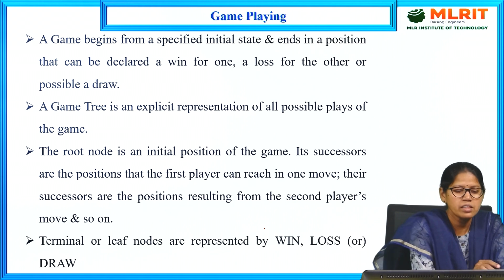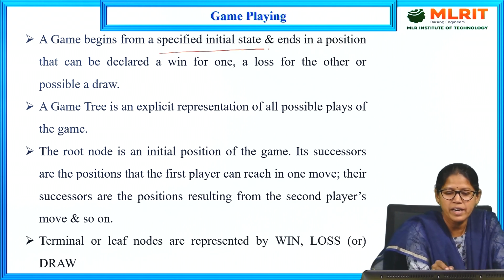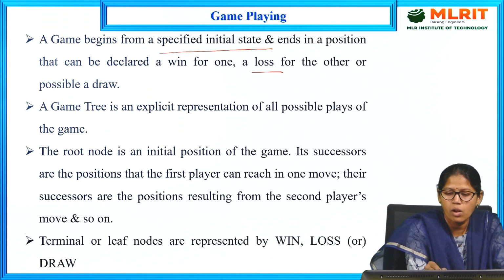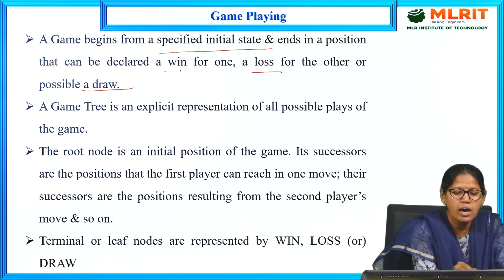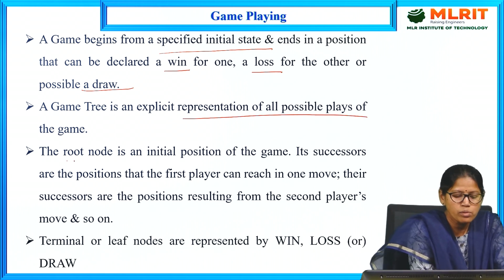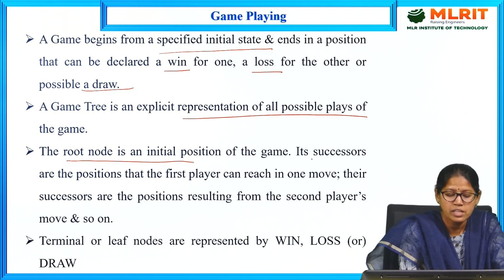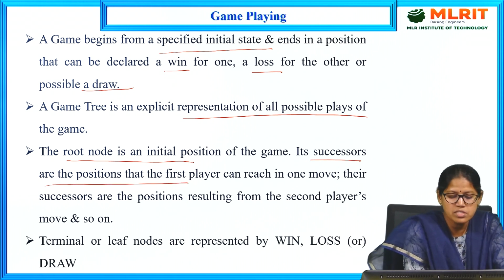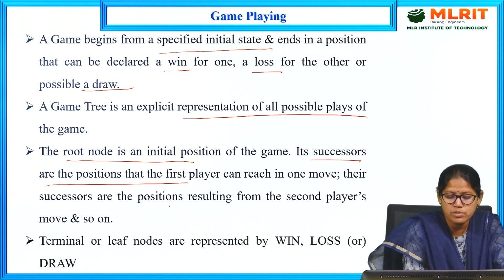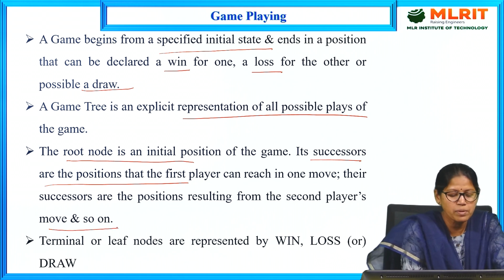Next, the game begins from a specified initial state and ends in a position declared loss, draw, or win. A game tree is an explicit representation of all possible plays of the game. The root node is the initial position. Its successors are the positions that the first player can reach in one move. Their successors are the positions resulting from the second player's moves.